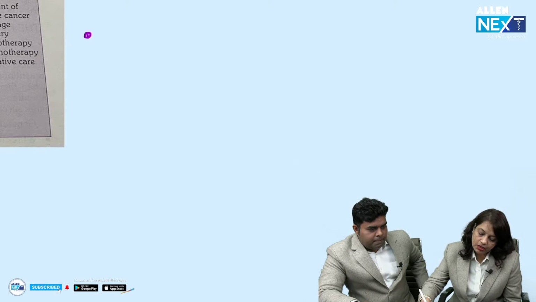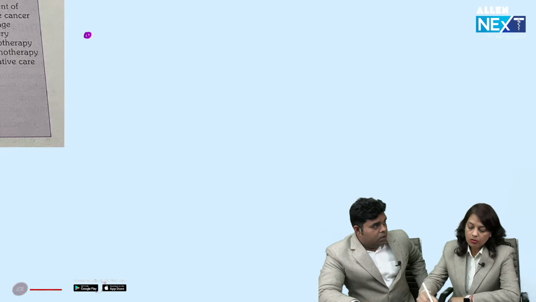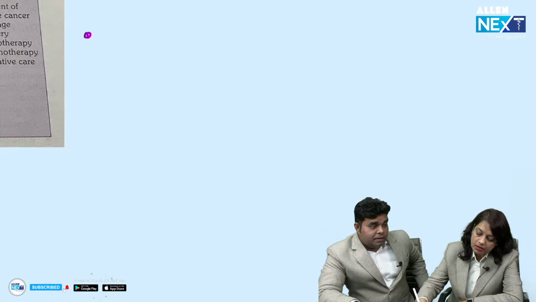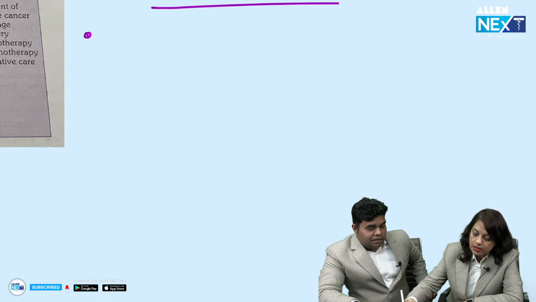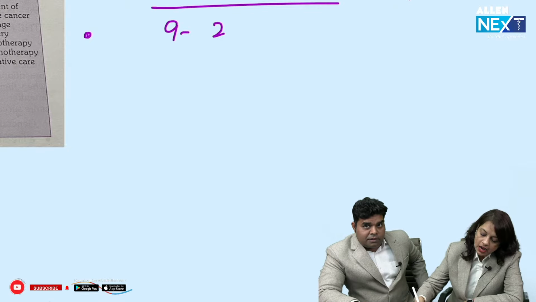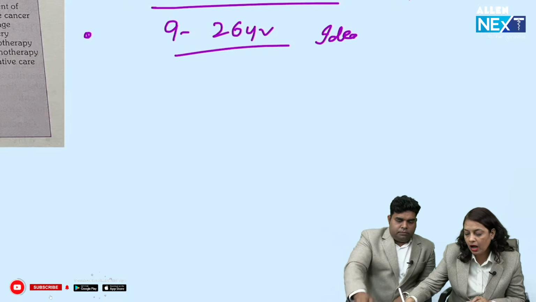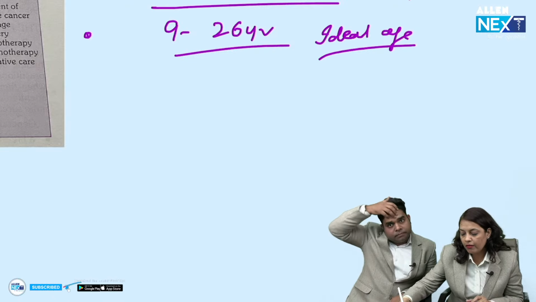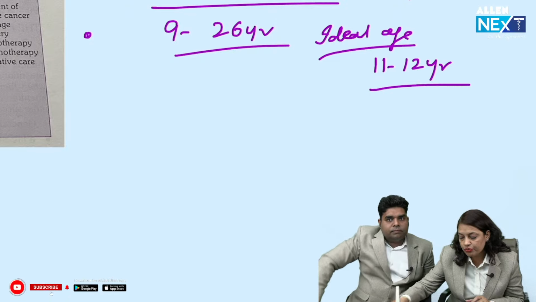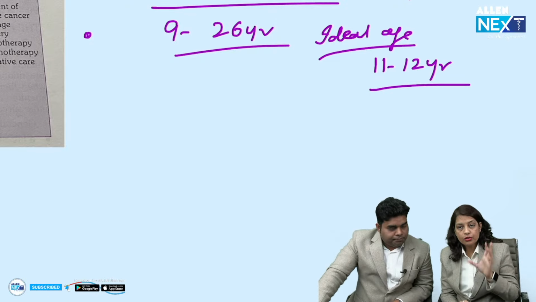And one important thing, many times a question has come on what is the HPV vaccination age. According to WHO, it is 9 to 26 years of age. And what is the ideal age group for vaccination? It is 11 to 12 years. So we say girls should be vaccinated.